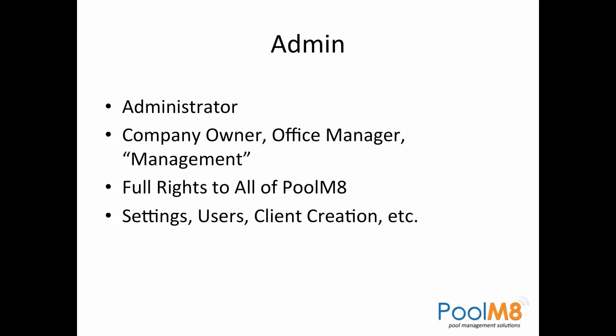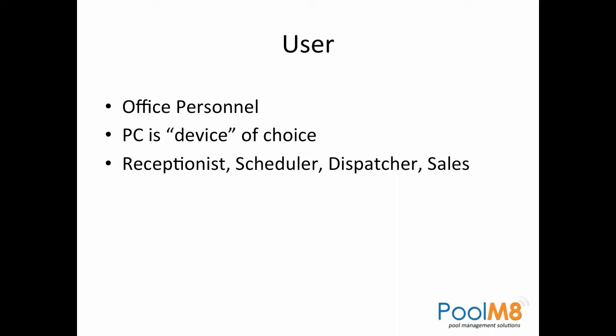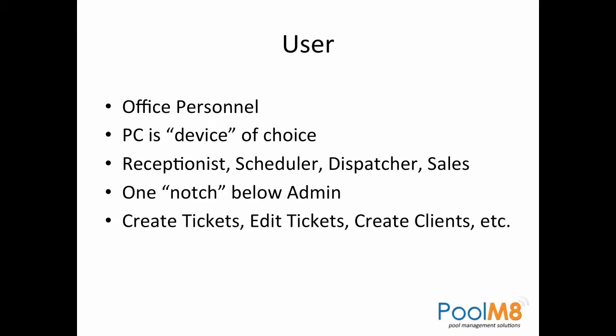In most PoolM8 deployments, the user type called user is one of the most common. Users in this category typically use PoolM8 using a desktop or laptop computer. Examples might include receptionists, schedulers, dispatchers, and salespeople. From a rights perspective, the user is one notch below the admin. A user cannot configure PoolM8, that is, they can't change how things work within the system. But from a data perspective, these users can do just about everything. They can create tickets, edit tickets, create clients, assign clients to routes, etc.